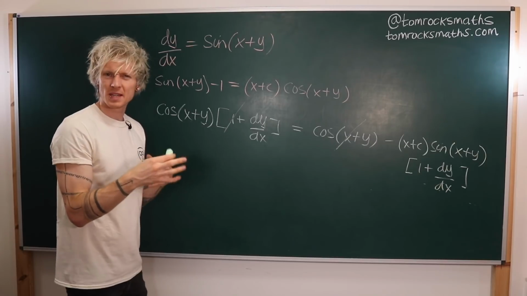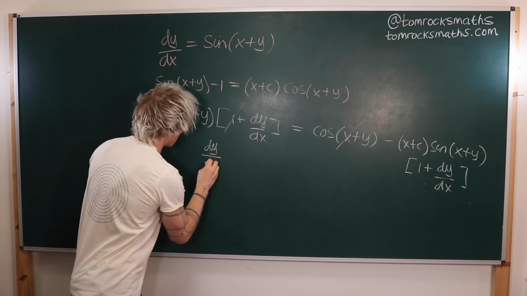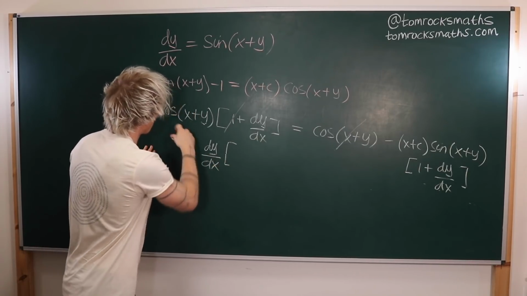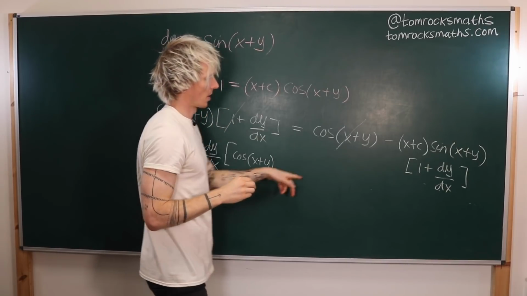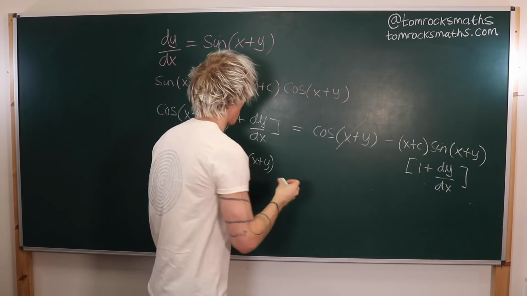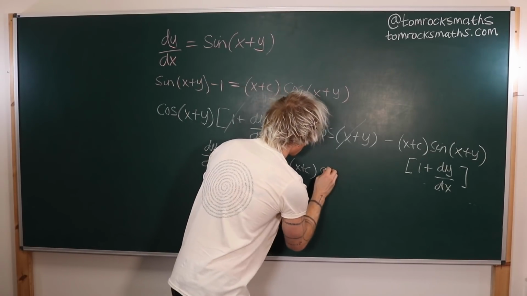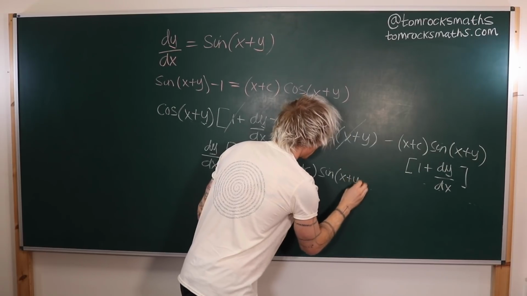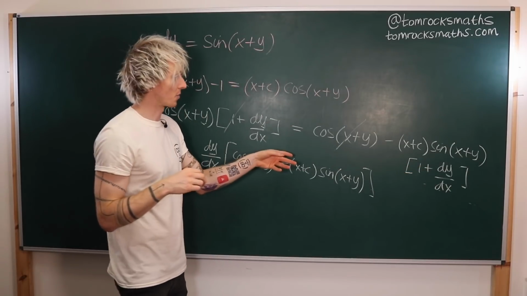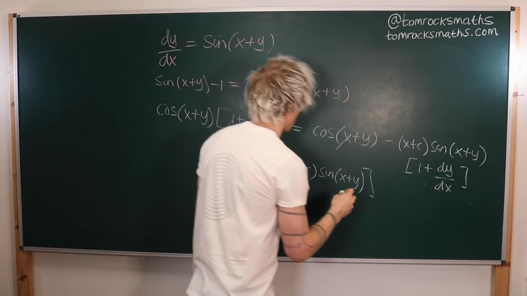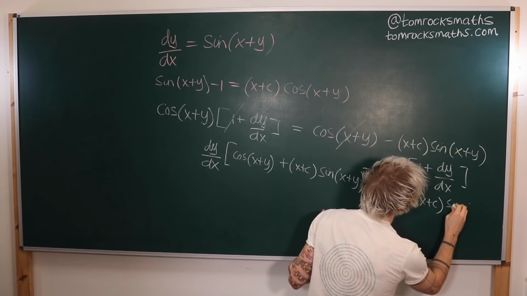So this 1 cancels with this cos x plus y. And now if we group together the derivative terms, what I've got is dy by dx all multiplied by cos of x plus y. And then over here, if I take this across, I've then got a plus x plus c sine of x plus y, multiplying the derivative, and then I'm left with the other term, which means this whole thing has to equal minus x plus c times sine of x plus y.